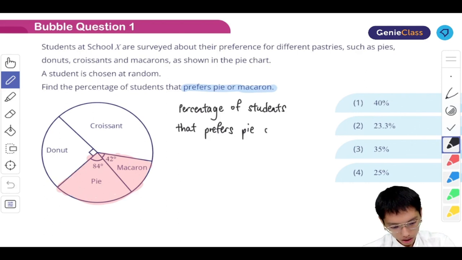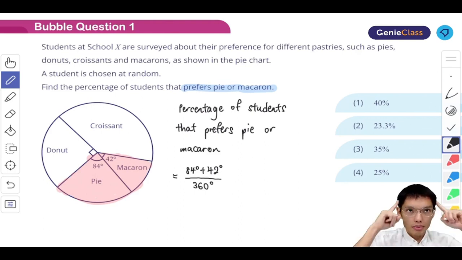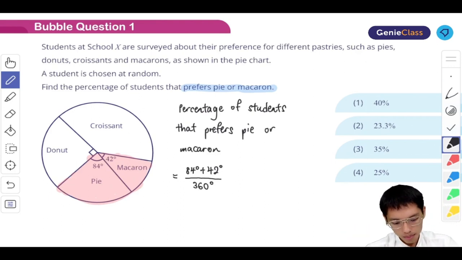Just write down the statement so that you are clear. Pie or macaron. Okay, so this is in degrees, so make sure when you do your division, it's 84 degrees plus 42 degrees. Okay, some of you all went to find for donut. Take note, look at the question carefully. I want pie or macaron. Some of you went to find pie only. Take note, I need to add macaron. Okay, remember, pie or macaron consists of both. Either pie or macaron, so I need to consider both situations. Multiply, remember, because it's percentage, 100%.